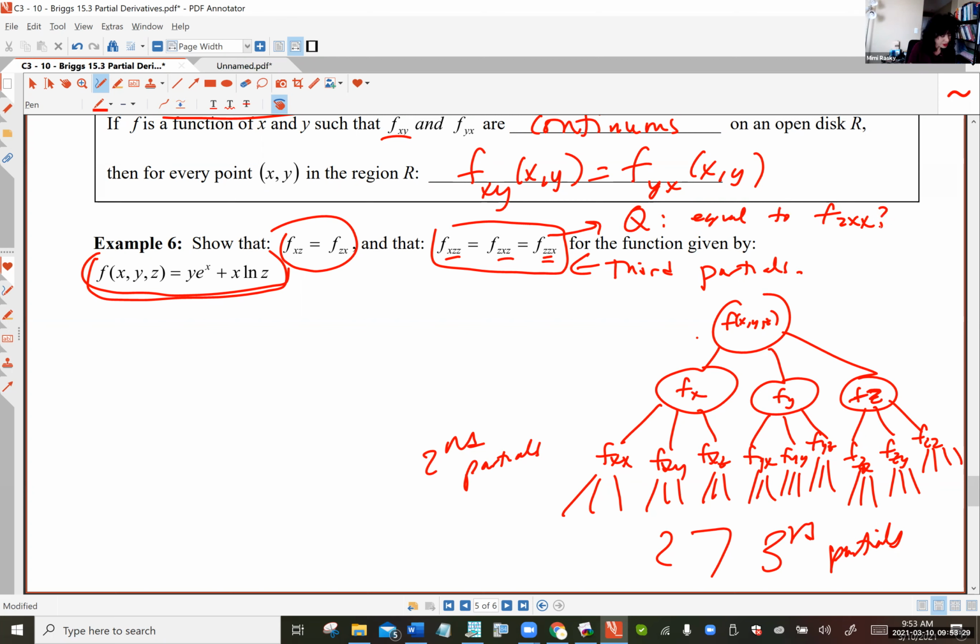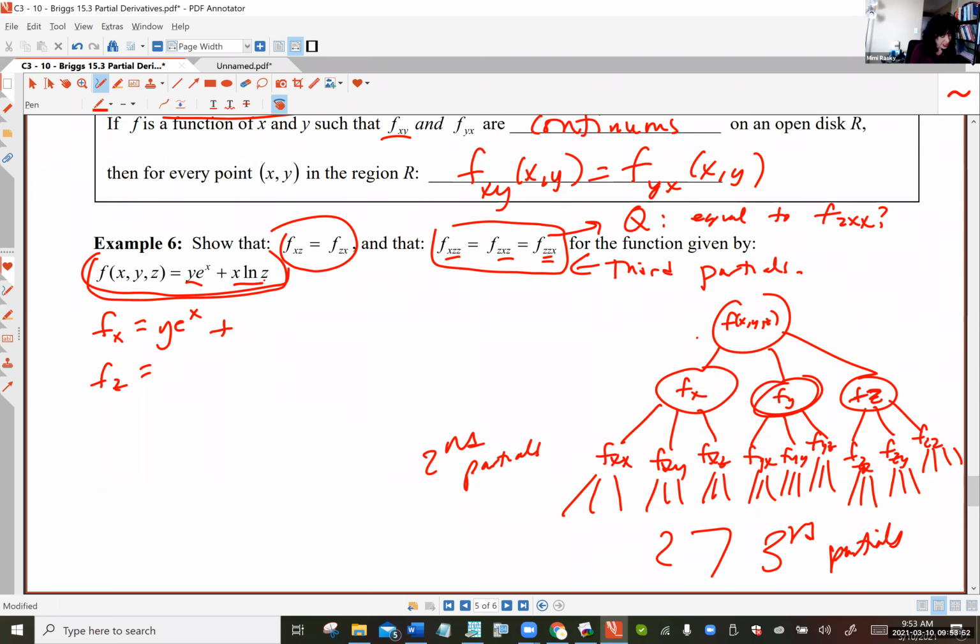So first, let's just do this. Here we go. Fx and fz are the 2. There are 3 first partials, but I don't need the fy to do these little mini proofs because they're not asking me to go get fy. So fx is the derivative of y e to the x with respect to x. I think that's going to be y e to the x.